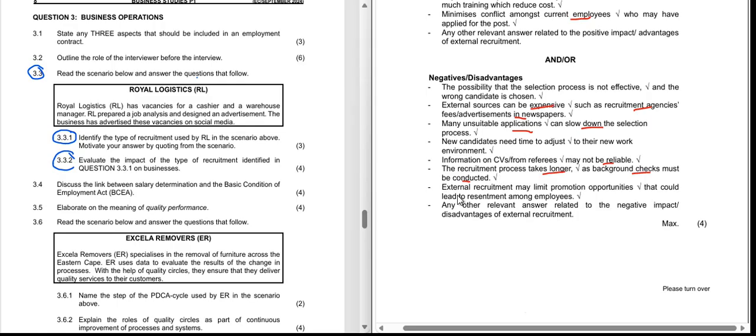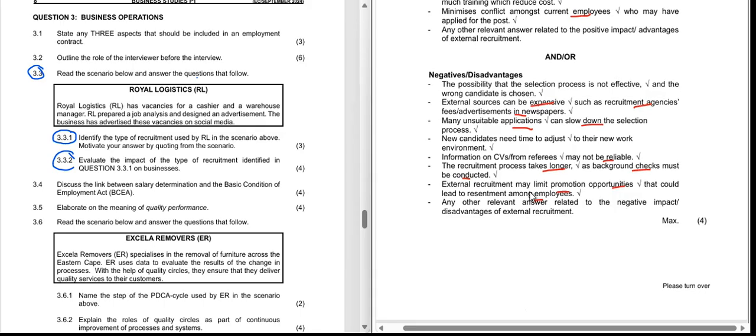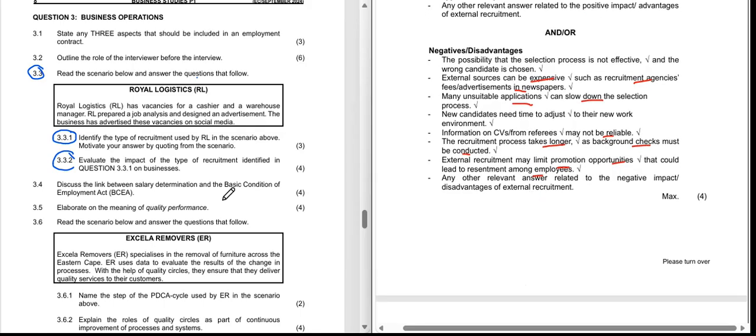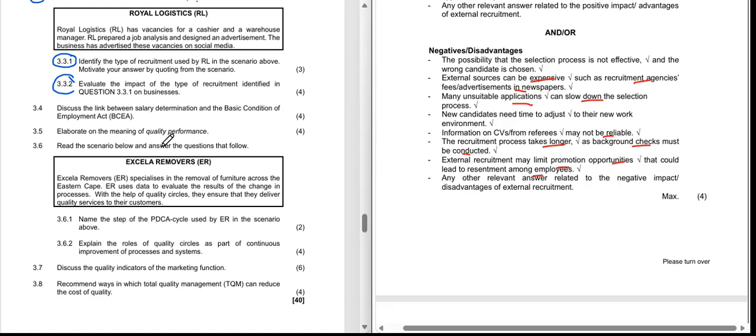External recruitment may limit promotion opportunities that could lead to resentment among employees. So these are some of the negatives and disadvantages of external recruitment. Let's look at the next question, which is 3.4. Discuss the link between salary determination and the Basic Conditions of Employment Act.